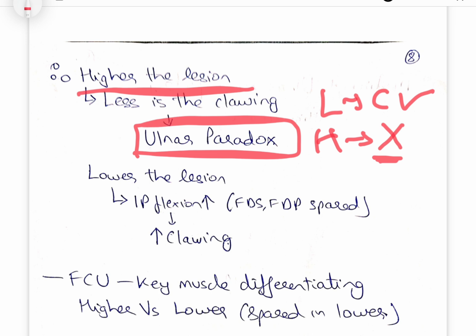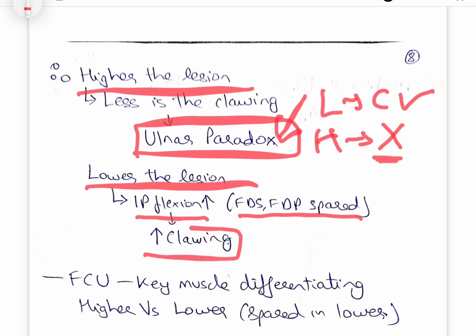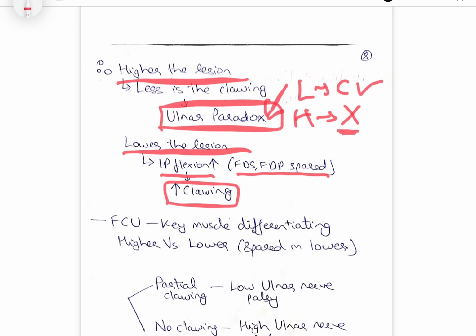Usually we feel that the higher the lesion, the deformity should be more, but in cases of ulnar nerve palsy, it is showing this kind of paradox. And the lower the lesion, the FDP and FDS, the long flexors, are spared, which causes the IP flexion, which increases the clawing. Am I making sense?